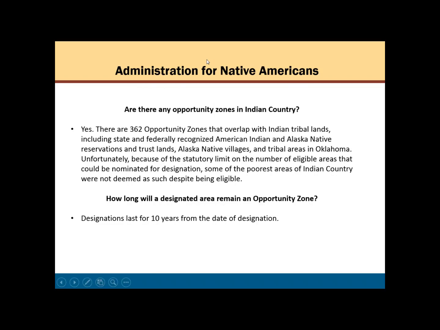We just reviewed the opportunity zones and how they're designated, and I mentioned that some were in fact designated in Indian country, and to be precise, about 362 opportunity zones overlap tribal lands. So that includes Alaska Native villages and reservations and tribal areas in Oklahoma. But unfortunately, as I mentioned, not all eligible areas in Indian country did become designated. And once a designation is made, it lasts for 10 years.